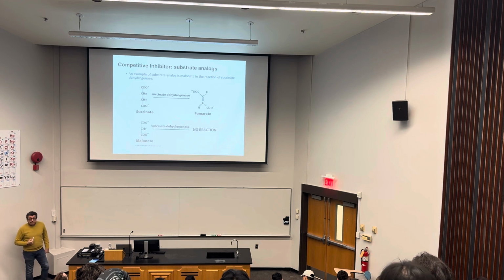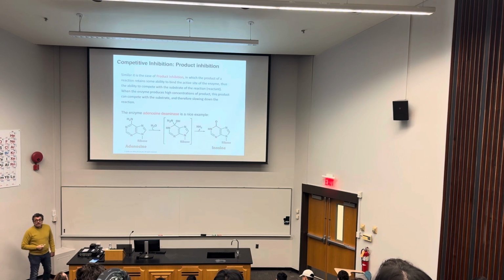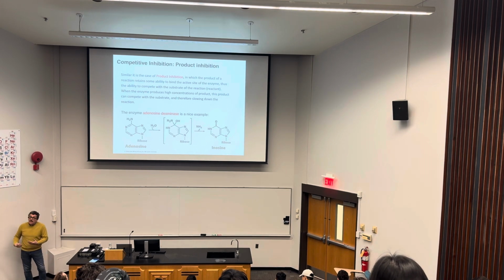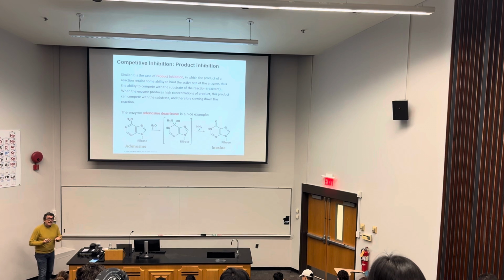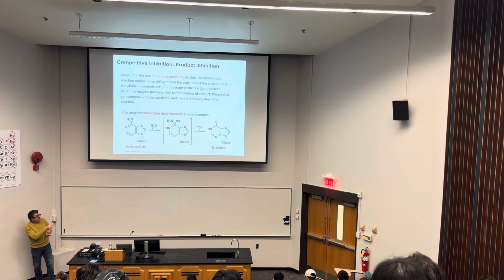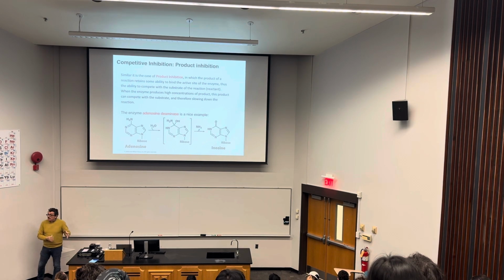Another example, and this is more physiological, is the transformation of adenosine into inosine. Inosine, which is the product, also has affinity for the enzyme, and if inosine is building up, it can go and bind the enzyme instead of the adenosine, which is the classical substrate, blocking that reaction. That means modulating the enzyme activity.